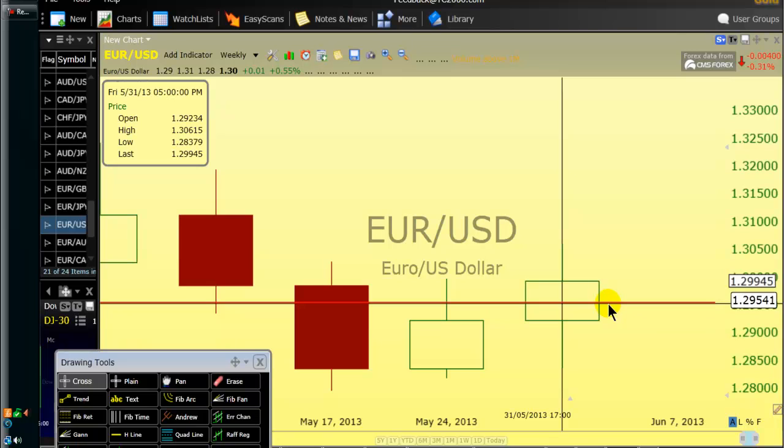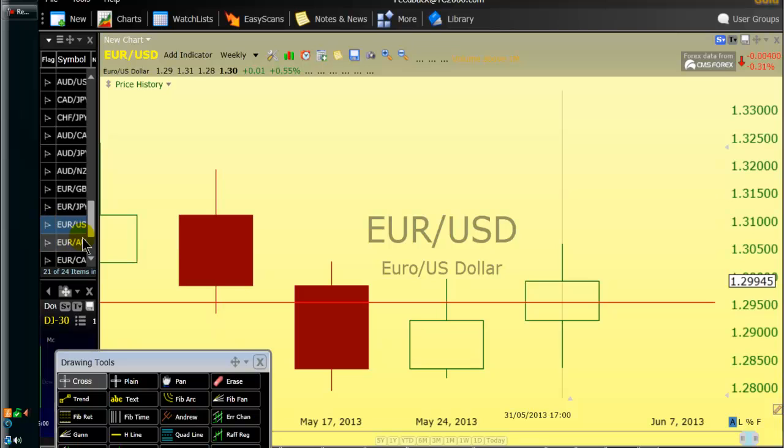This is one scenario also. So if it closes like you see here, just above the median line, we will be thinking it will be better for it to retest it again. But nothing should stop the price from heading to the next key level, which is the high of last week. All right?